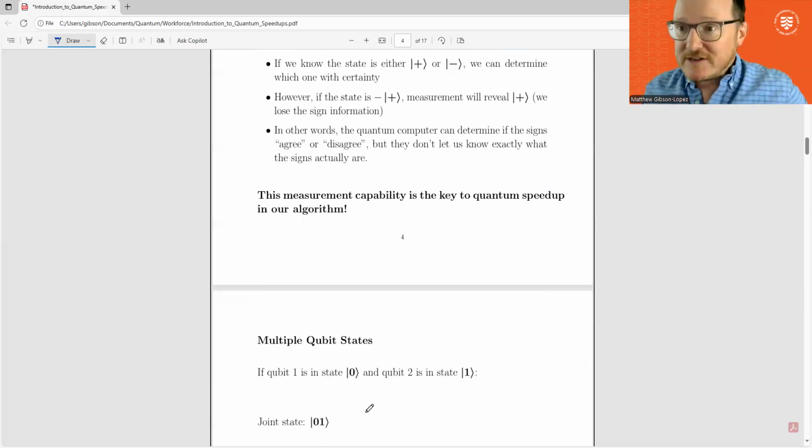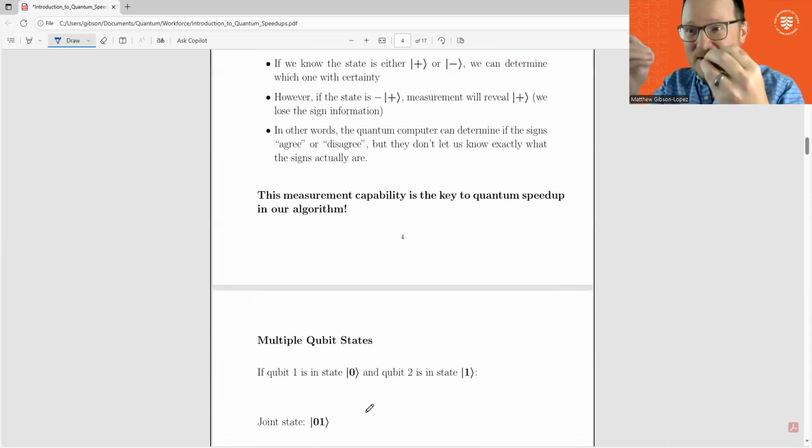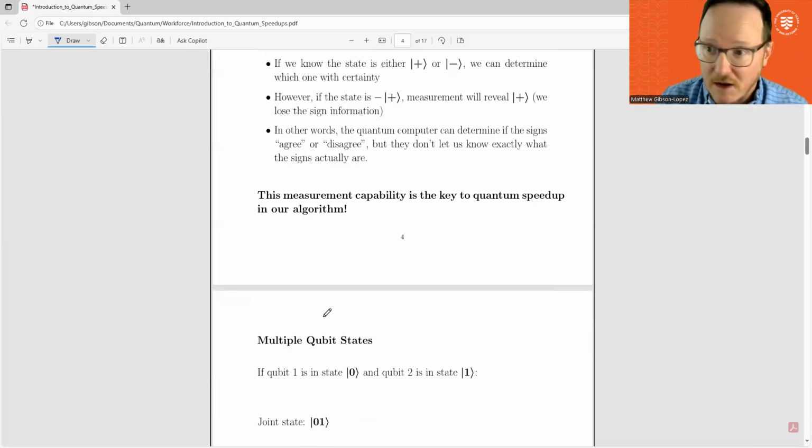So far we've talked about one qubit. The qubit can be 0 or 1, or it can be some combination of 0 and 1. If it's a combination, then we pay attention to the signs: do the signs agree or disagree? For multiple qubit states, suppose I have two qubits working together in a system. The way we get the state of the two qubit system is like multiplying the states together.